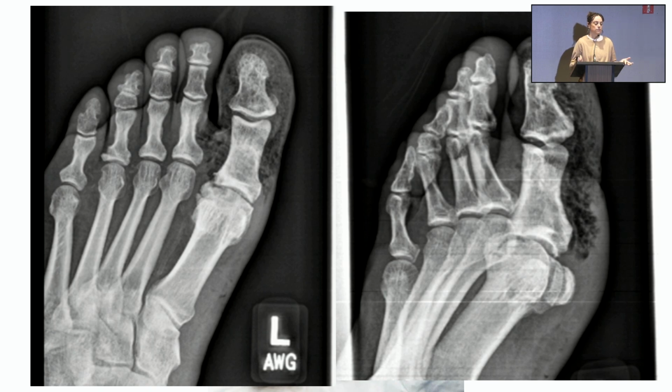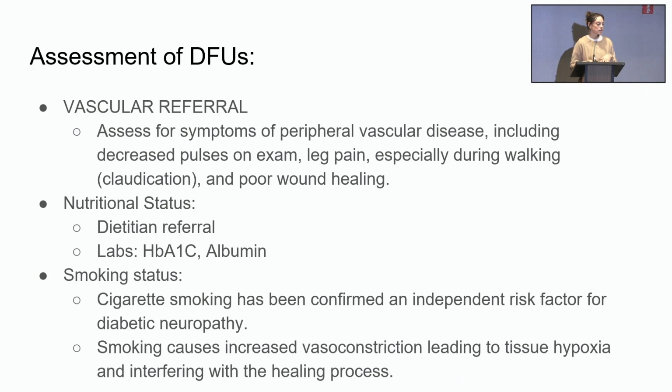Take an x-ray, it's full of gas. So this is a surgical emergency, straight to the ER, amputation of the toe, IV antibiotics, all that good stuff. So x-rays are very important.